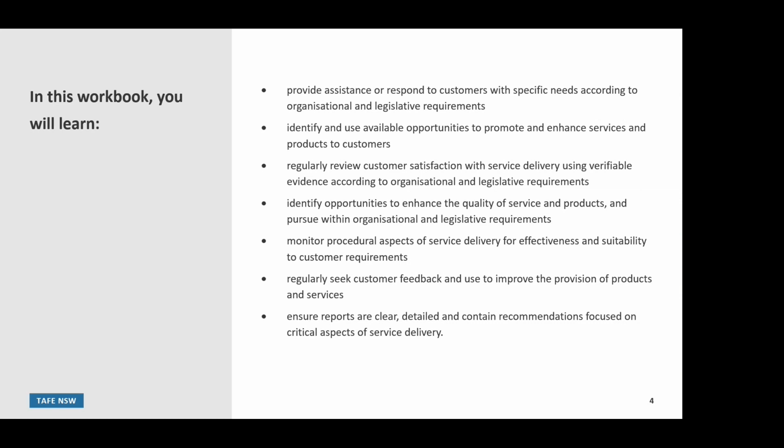Regularly review customer satisfaction, identify opportunities to enhance the quality of our service, monitor the procedural aspects of service delivery, regularly seek feedback, and then ensure that our reports are clear. So just like everything that we do, we always are going to plan appropriately. So we're going to prepare. Then we're going to actually provide the customer service. And after we provide the service, we're going to review it and see what we can do to improve upon the service that we're delivering.